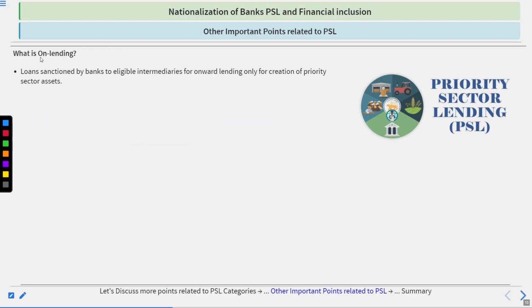After this, what is on-lending? Loans sanctioned by banks to eligible intermediaries for onward lending only for creation of priority sector assets.